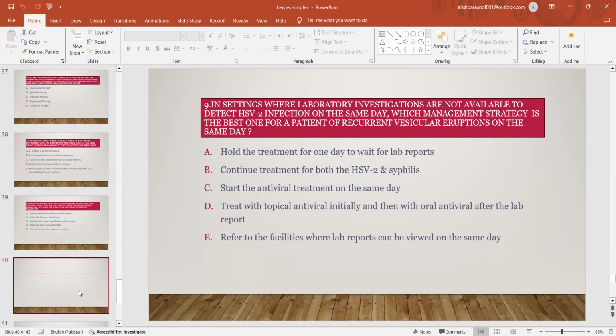In settings where laboratory investigations are not available to detect herpes simplex virus 2 infection on the same day, which management strategy is the best one for a patient of recurrent vesicular eruptions? A. Hold the treatment for 1 day to wait for lab reports. B. Continue treatment for both herpes simplex virus 2 and syphilis. C. Start the antiviral treatment on the same day. D. Treat with topical antiviral initially and then with oral antiviral after the lab report. E. Refer to the facilities where lab reports can be viewed on the same day.